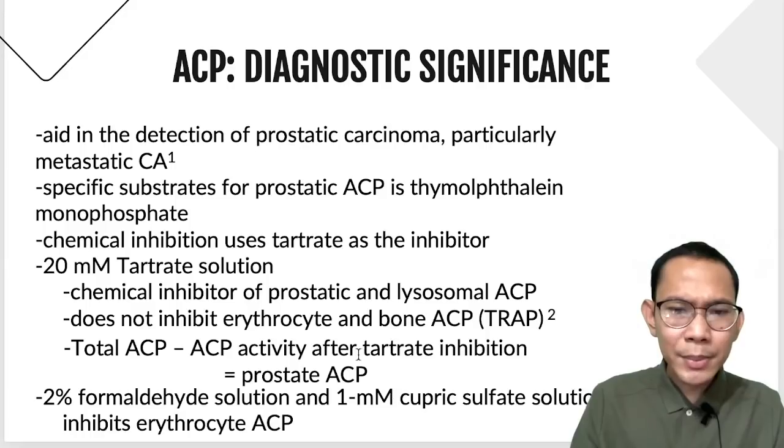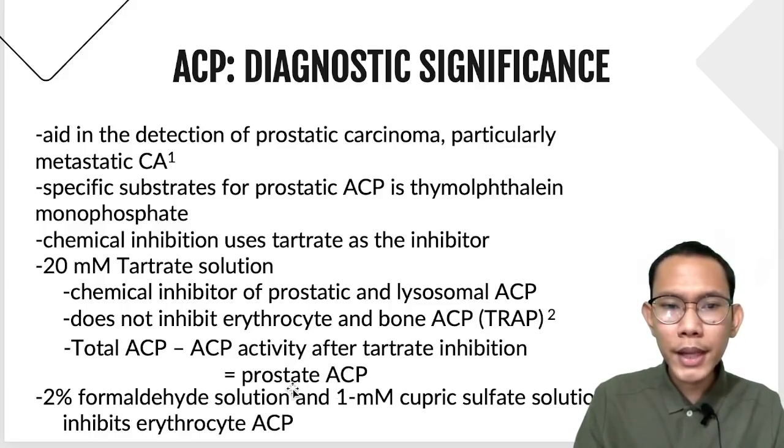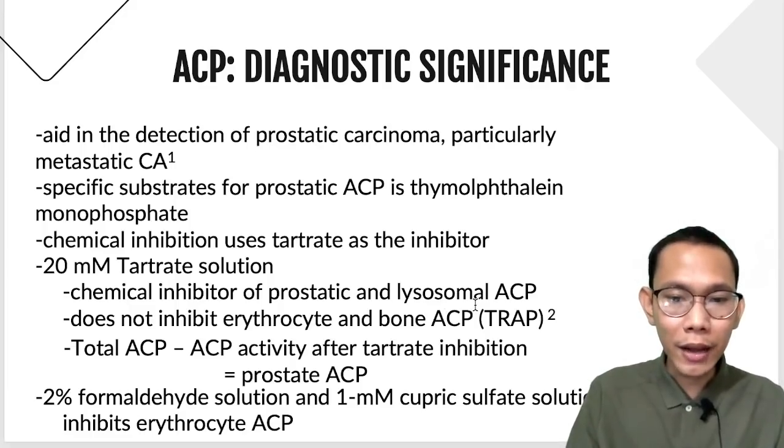Question, will this be specific now to our prostate ACP? Because we subtract the ACP activity with tartrate inhibition from the total ACP. Is it now specific for your prostate? It will not be entirely specific for your prostate ACP because remember, your tartrate solution can also inhibit your lysosomal ACP, chemical inhibitor of your prostatic and your lysosomal ACP. Your lysosomal ACP are also inhibited by your tartrate. So therefore, our prostate value here is not really entirely prostatic, because we also have the possibility that it could be lysosomal ACP. I hope that is clear.